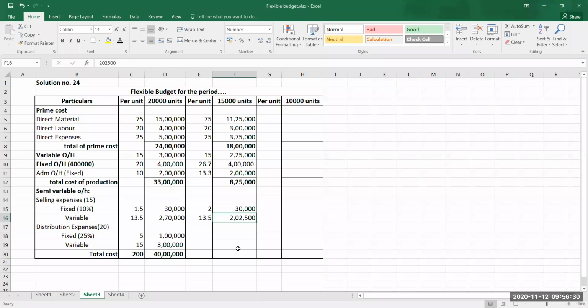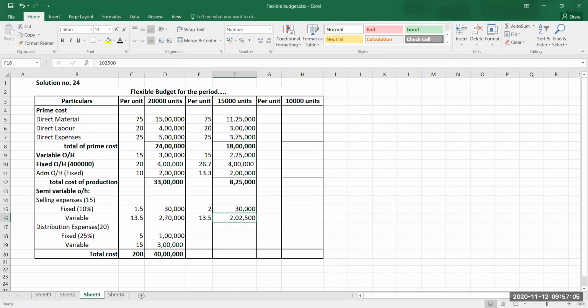Always remember, if you note down two important things, the total cost of fixed overhead remains same, so you will write the total cost as it is. And the variable overhead per unit remains the same. If these two things are cleared, then you can find out the vice versa. That is, you can find out the per unit in case of fixed overhead, and the total cost in case of variable overhead.